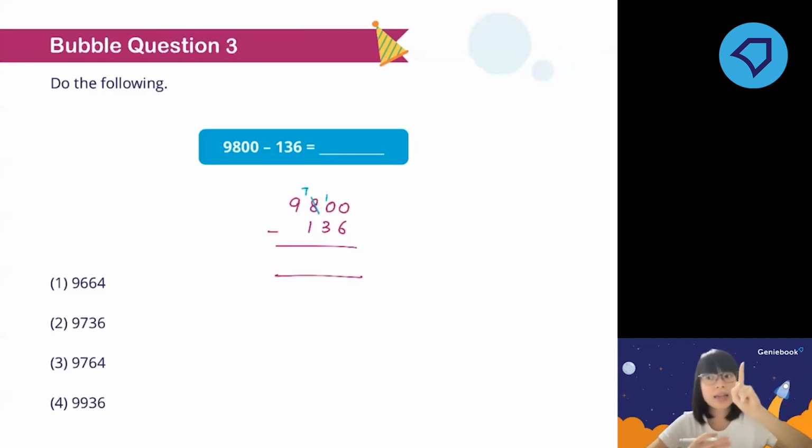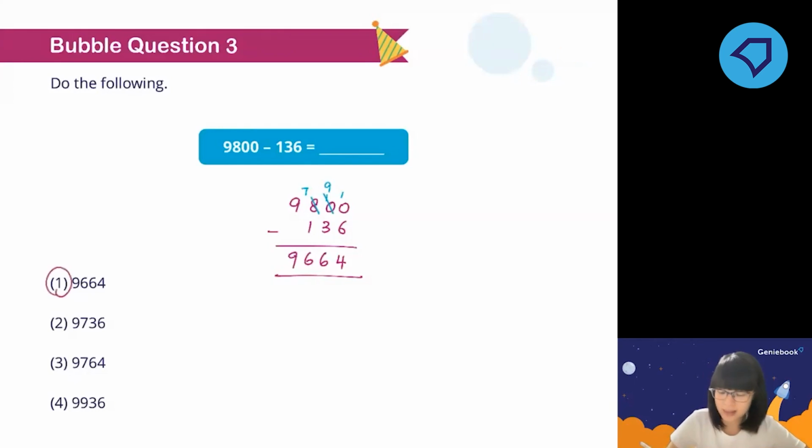I can borrow 1 tens from the 10 tens, correct? So I'm going to regroup this to become 9 tens. Now I will have 10 ones. So now I can take 10 minus 6. So 10 minus 6 will give me 4. Then we have 9 minus 3 in a tens place. 9 minus 3 is equals to 6. 7 minus 1 is equals to 6. And 9 minus nothing is equals to 9.